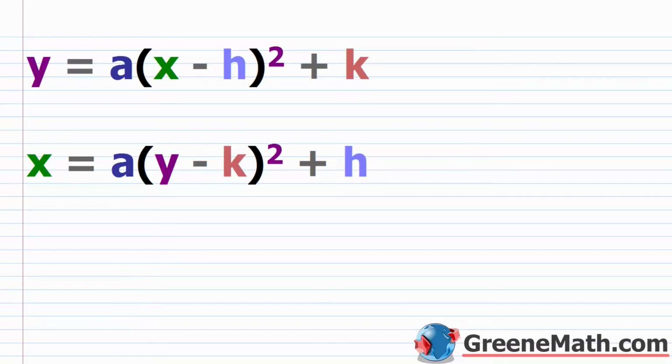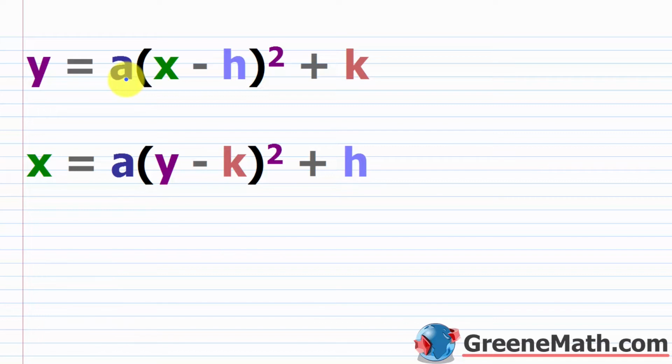We know that a vertical parabola looks like this. We have y equals a times the quantity x minus h squared plus k. So we know it's vertical because the x is involved in the squaring operation. And again, when it's in this form, we can say that h comma k is the vertex. Now, if a is greater than 0, it opens up. If a is less than 0, it opens down.